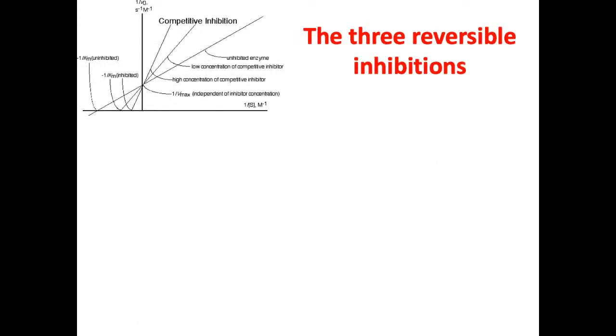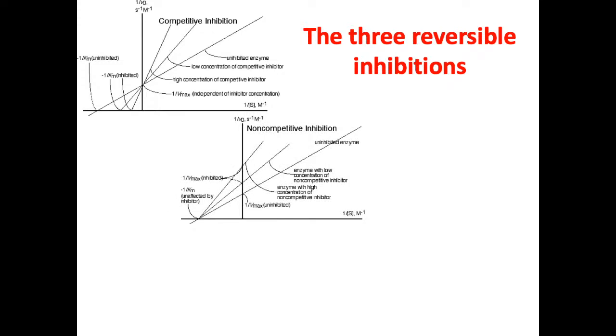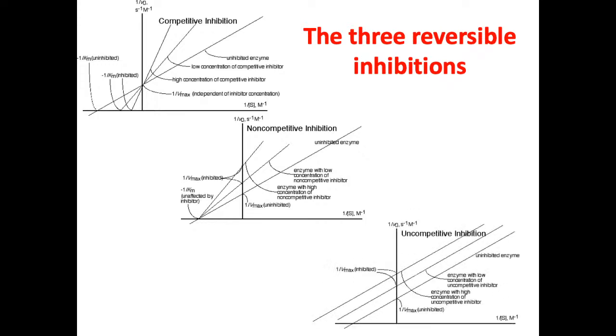So the three reversible inhibitors: first was competitive, in which your Vmax remains constant, but Km is changing. In the non-competitive, your Km is constant, but Vmax is changing. And in the uncompetitive, both Vmax and Km are changing. So that's the main difference between them.